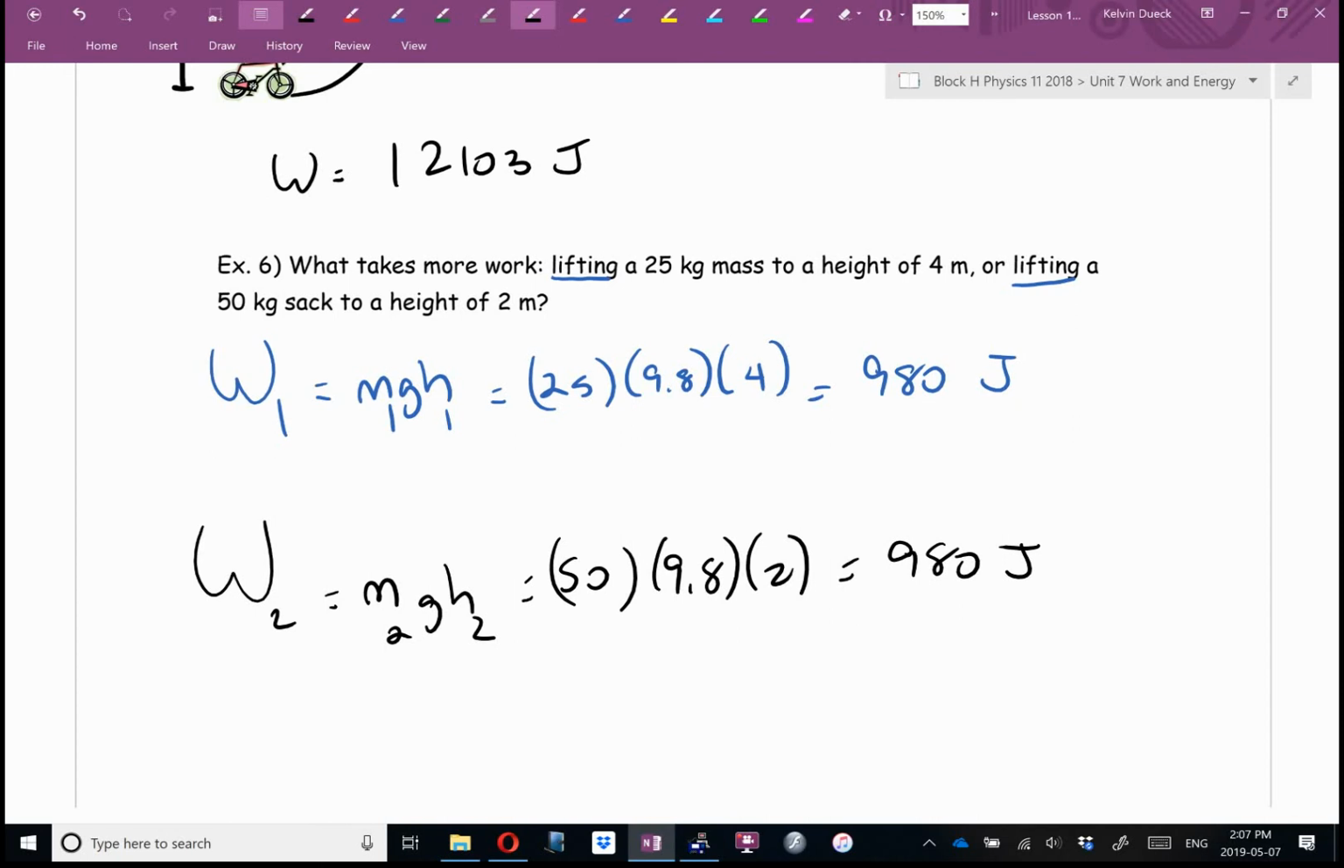Work is what times what? It's force times distance. The force and the distance have to be in the same direction, and the force has to be constant, not changing.